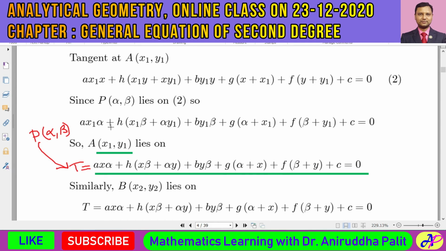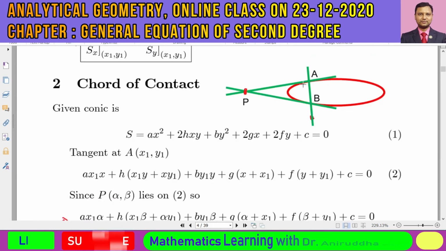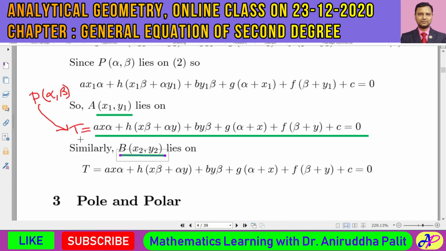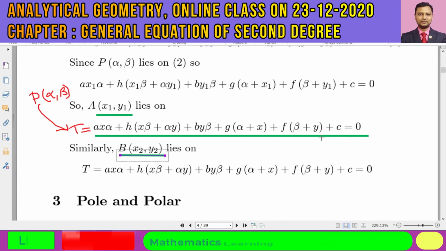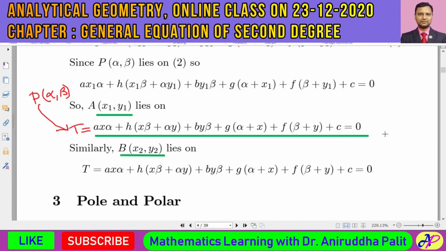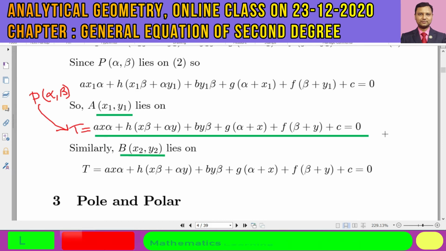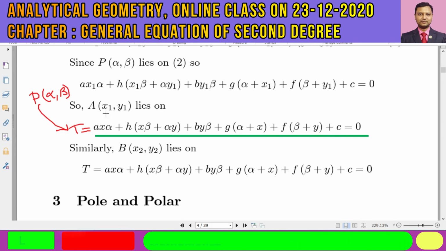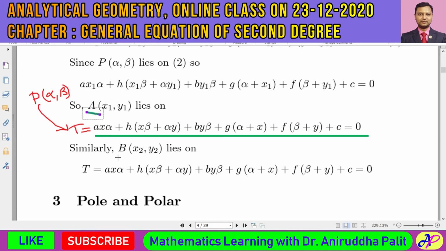Just similar to x1 y1, the coordinate of the point capital A is x1 y1. Now if you consider the second point capital B, by a similar process as I demonstrated over here, we can say that the point capital B should also lie on this straight line T is equal to 0. Just a similar deduction would ultimately come over here. Got it?